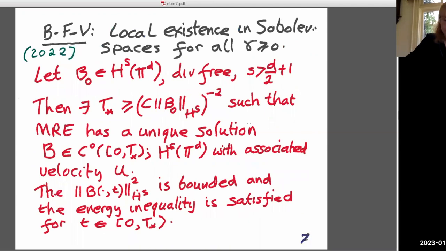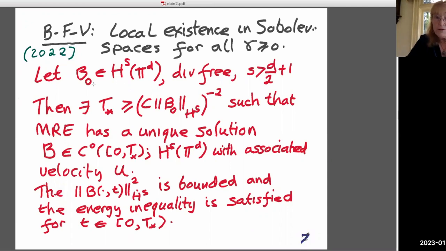Then what have we contributed to this MRE equation? Well, recently, together with Beekie and Vicol, we published a paper with the following results concerning the MRE equations with the possibility of this gamma, which is our regularization that has been introduced that does not disturb the fact that we're considering a system that will preserve the topology of the initial conditions. So our first result is local existence in Sobolev spaces for all values of the regularization parameter gamma. And here is the statement of our local existence.